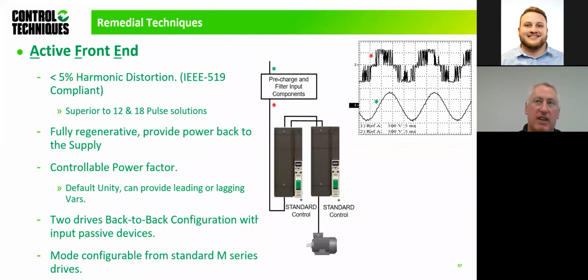The right-hand side gives you an idea of the PWM waveform and how that filtering component smooths out everything. And again, typically 3 to 5% harmonic ITHD. We've used this in many different applications, not just pumps, but high dynamic applications where you want high speed regeneration.